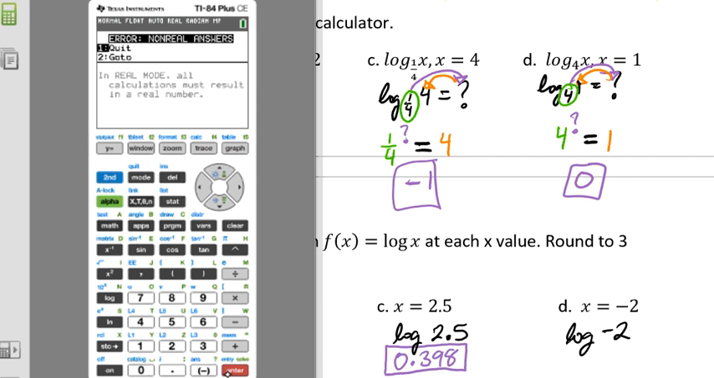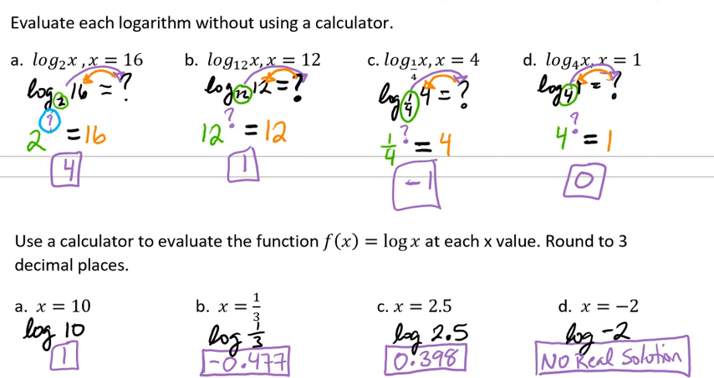When we take the log of negative 2, something interesting happens. We end up getting an error message. In this case, there is no real power to which 10 can be raised to obtain a negative 2. So here we'll have no real solution. And so that is how you evaluate a logarithm without a calculator and with a calculator.